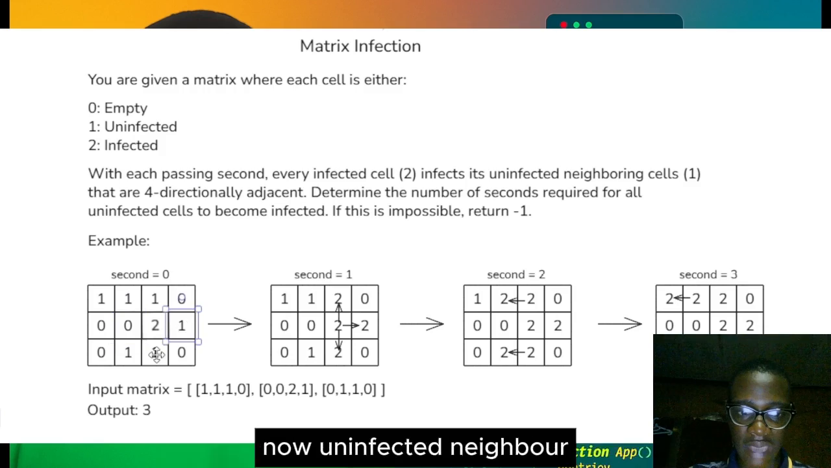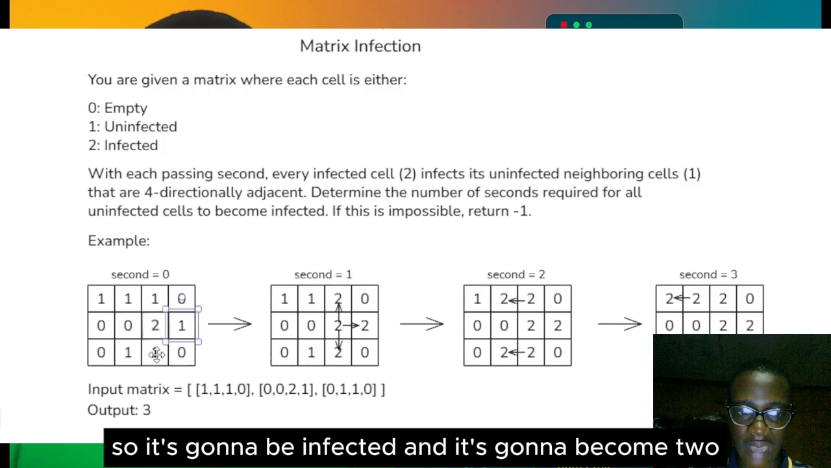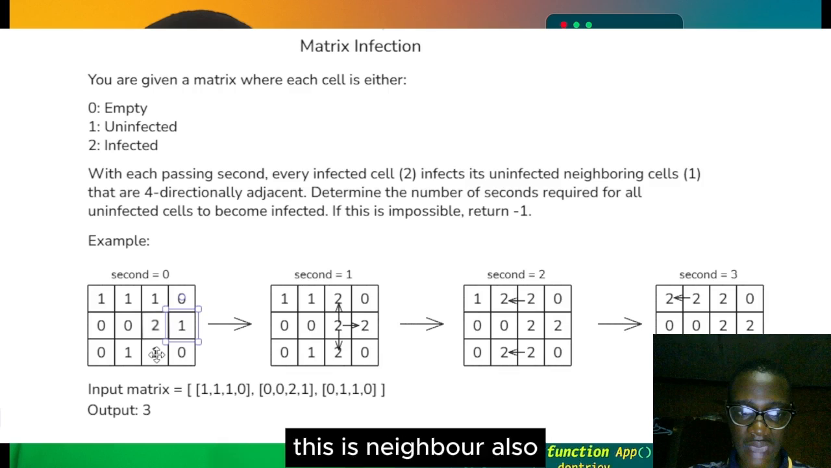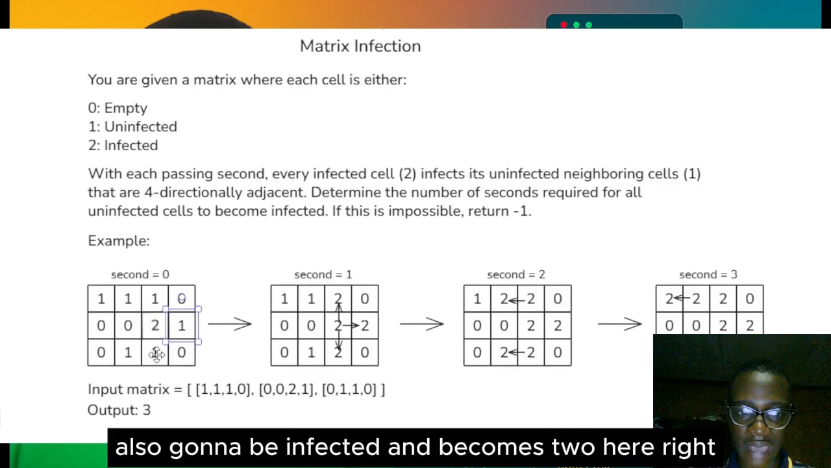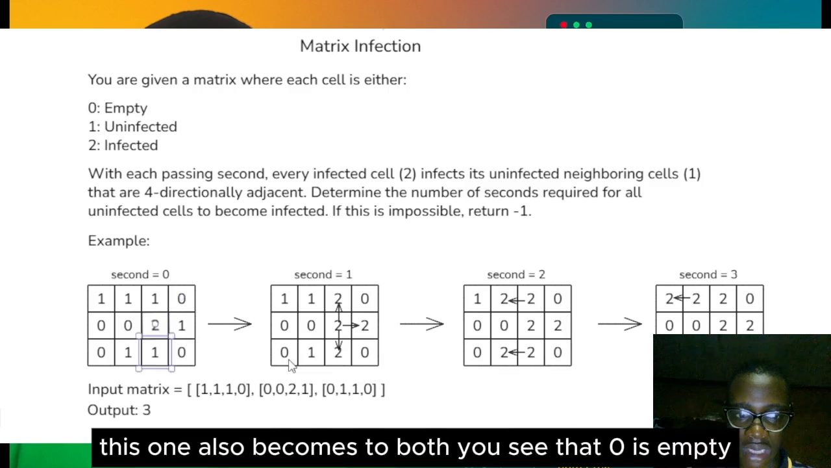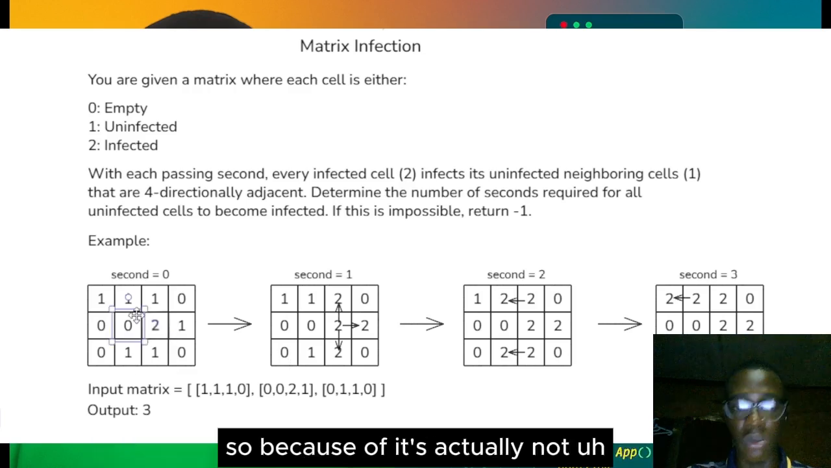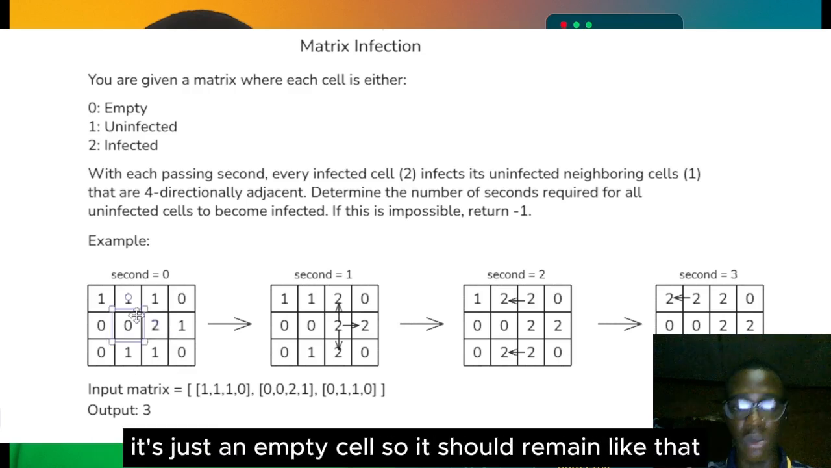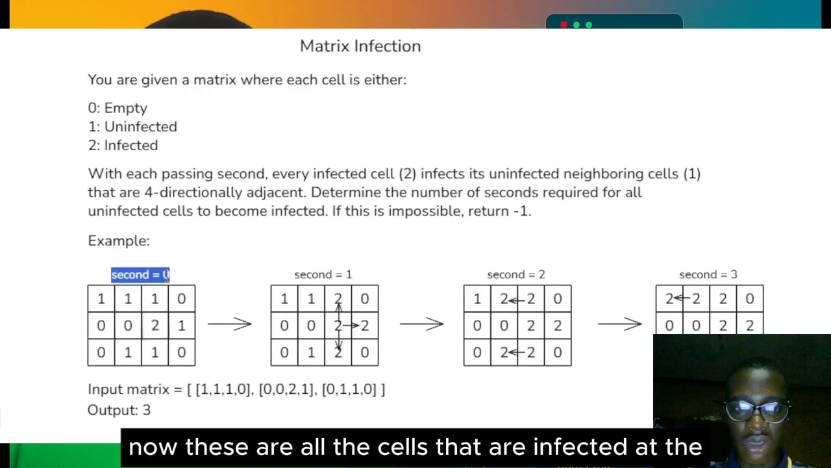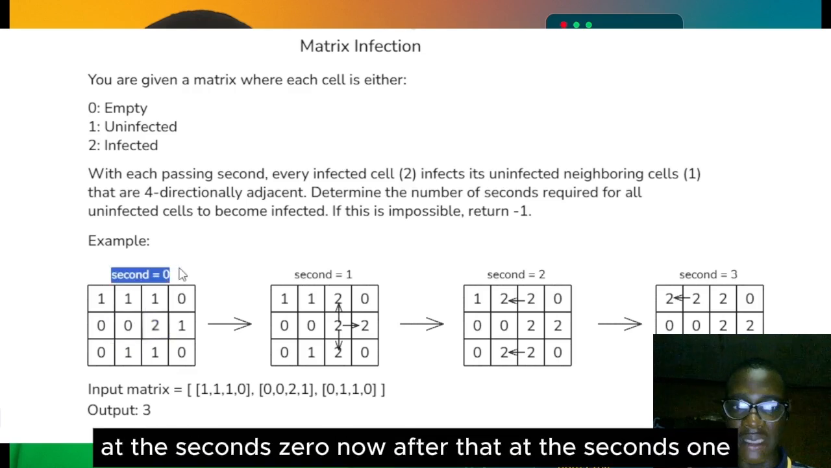This is its neighbor. Now, this is an uninfected neighbor, so it's going to be infected and become 2, and that's how it becomes here. And similarly, at the same second, this neighbor is also going to be infected and becomes 2 here, right? And similarly down here, this one also becomes 2. But you see that 0 is empty, it's just an empty cell, so it remains like that. Now, these are all the cells that are infected at second 0.